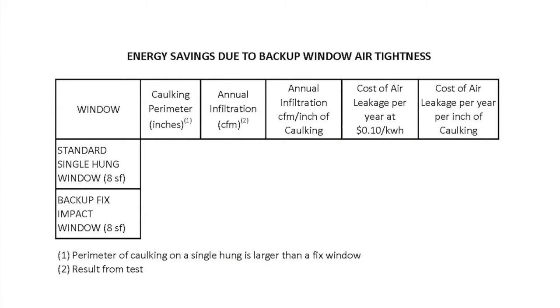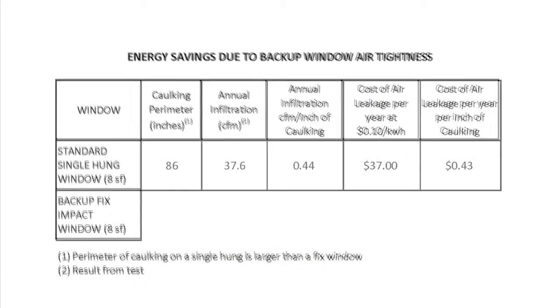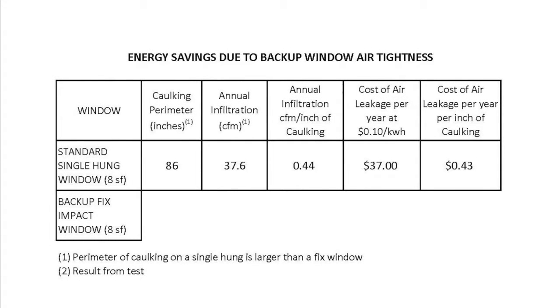We are now going to place the results of the test into a chart. The perimeter of the standard window is 86 inches, and the test concluded that the annual infiltration rate came out to be 37.6 cubic feet per minute. If we divide the infiltration rate by the perimeter, we find that there is about 0.44 CFM per inch of caulking. The cost of air leakage per year results in 43 cents per inch of caulking.